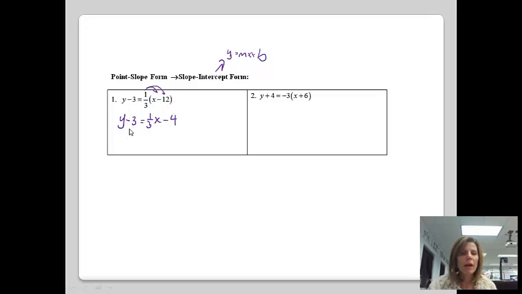And then if I want the y by itself, notice the minus 3 is in my way, so I'm just going to add 3 to the left side, and then I'm going to add 3 to the right side underneath the part that doesn't have the x. So now my final answer is going to be y equals 1/3 x, and then negative 4 plus 3 is negative 1. And that is my answer, so it would be all ready to graph.